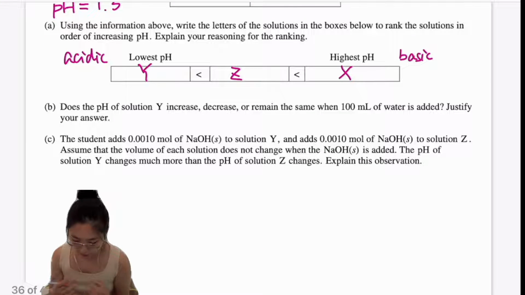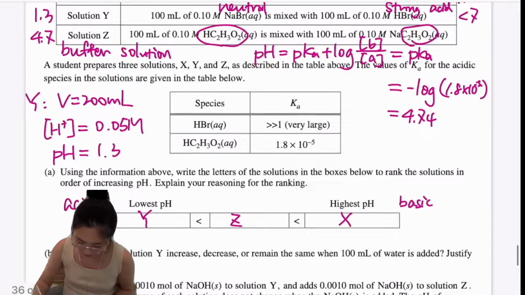Okay, then next 2 questions. Does the pH of solution Y increase, decrease, or remain the same when 100 milliliters of water is added? And justify your answer for solution Y.